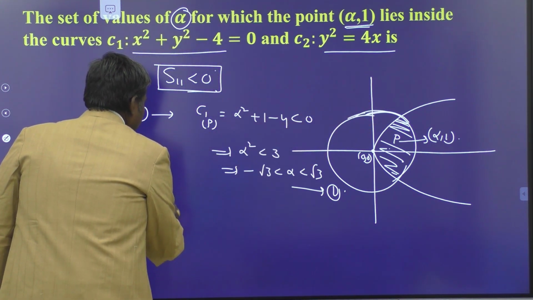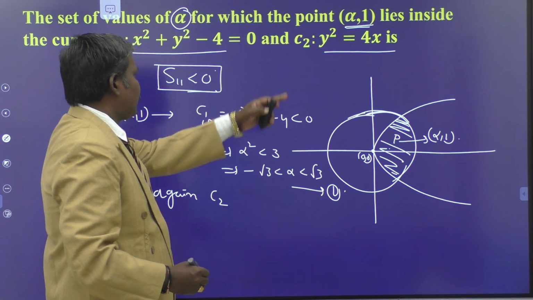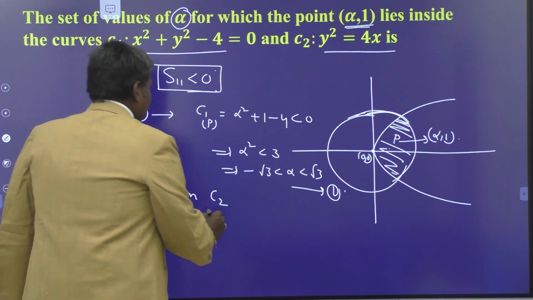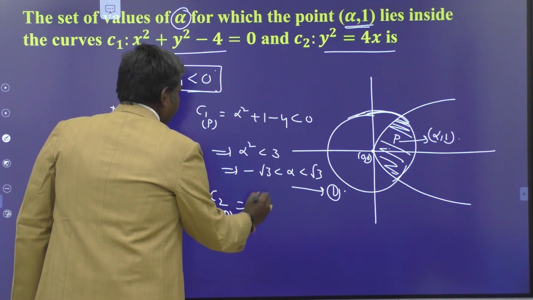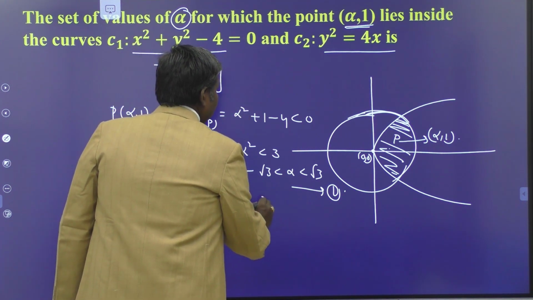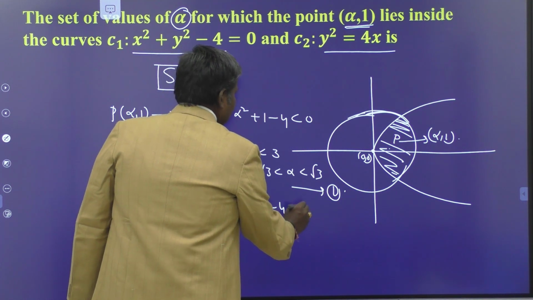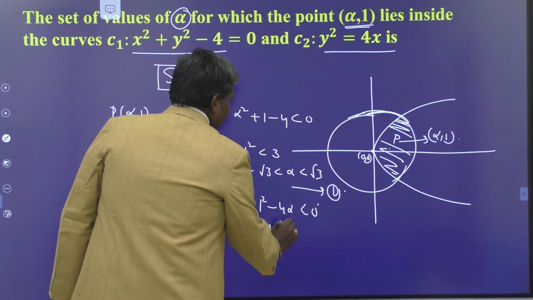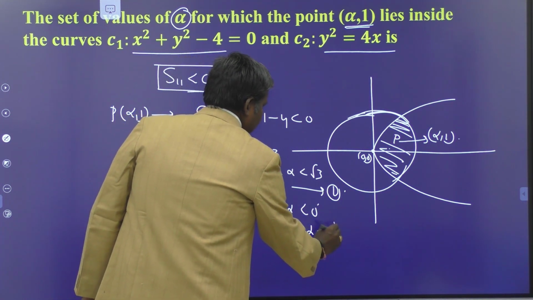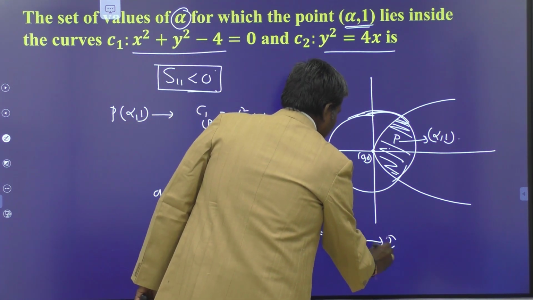Again, C2 is y square minus 4ax. We have to substitute the point P. We get y square, and y is 1, so 1 square minus 4 alpha, which is also less than 0. This implies 1 less than 4 alpha, which implies 1 by 4 less than alpha. This is equation number 2.